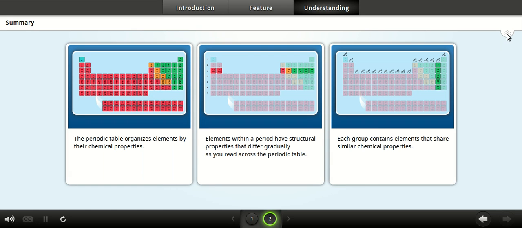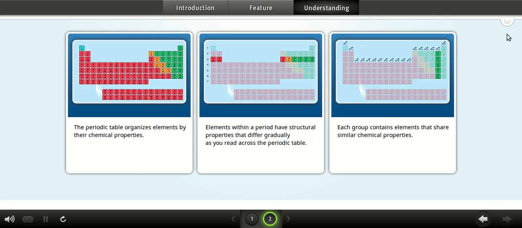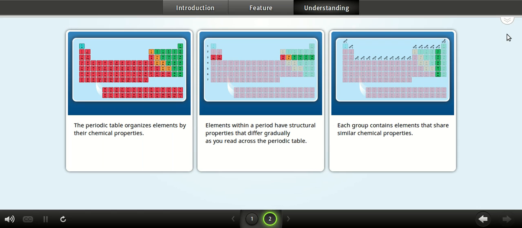Let's recap some of the different ways in which elements are organized within the periodic table. Click each image to review what you have learned.